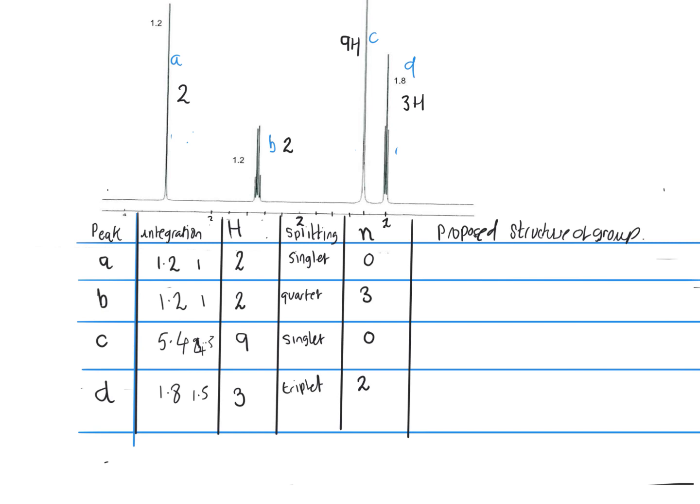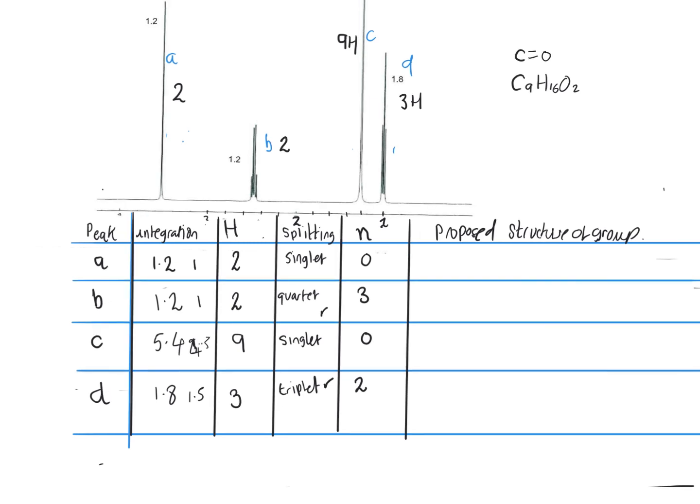So let's recall what we've got so far. We know it's got a C double bond O. We know that the molecular formula is C9H16O2. So let's see what you can deduce from this so far. Remember our little hack: if you see a triplet and a quartet, immediately we know we have got an ethyl group in our molecule. So we know so far that we have got a carbonyl group, and an ethyl group.